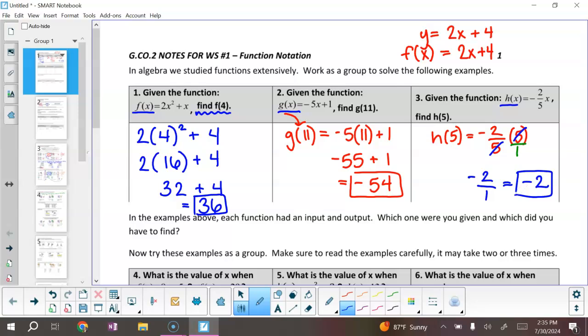All right. So in the examples above here, each function had an input and an output. Which one were you given and which one did you have to find? I want you guys to think about that for a second. You were given in that problem, all three of those up there that we just did. There was a part of it that was considered the input, and there was part of it that was considered the output. Think about the process that we just did. Think about what we actually had to do to get those answers of 36 and negative 54 and negative 2. Think to yourself for a minute here, or I'll give you maybe 15 seconds. Think to yourself, what do you think we put in? Like, what was our input, and what do you think we got out as our output? Okay, think about that for 15 seconds.